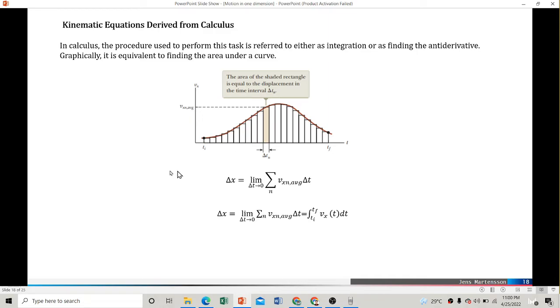And this equation is defined in terms of integration, which is called the definite integral. So the integration from t initial to t final of vx(t) dt, or our change of x, is equal to the integral from t initial to t final of vx(t) dt.